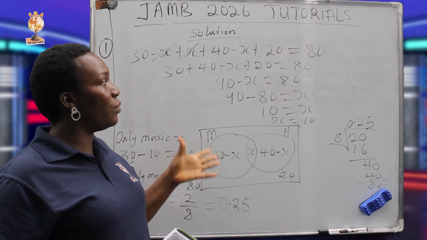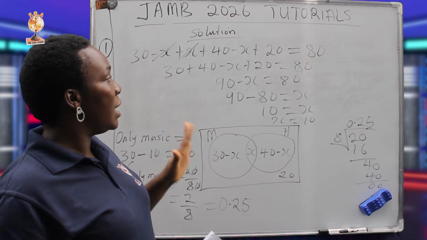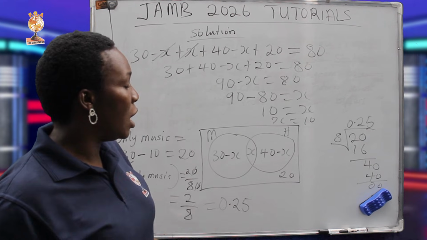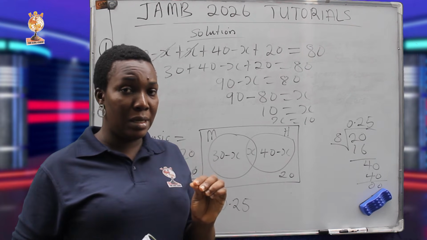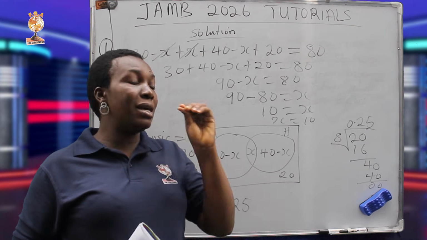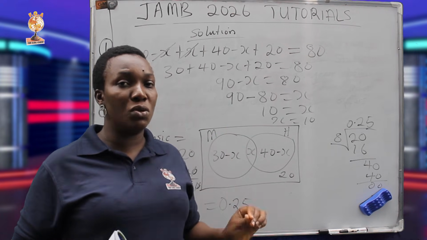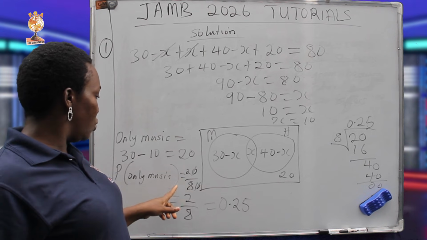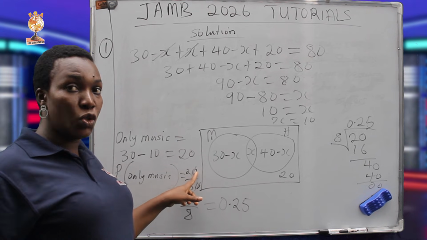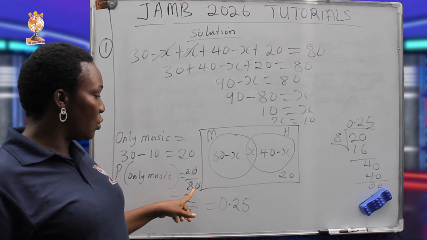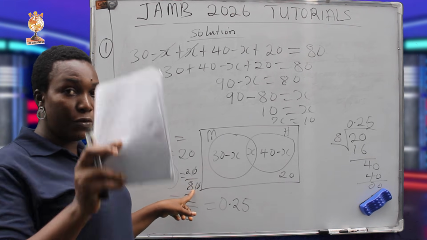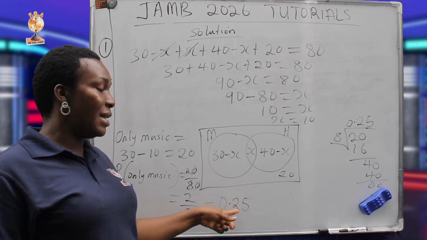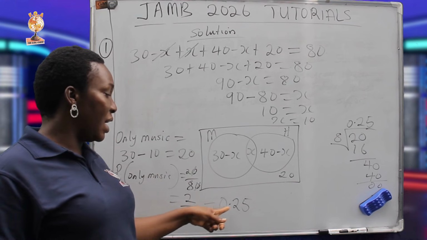If you check very well, you will see this particular question. If it comes out in exam, please know how to solve it. When we talk about probability, probability is the possible outcome over the total outcome. That is what happened here. The possible outcome is those that study only music, which is 20, and the total outcome is all the number of students in that class, which is 80. Then you divide and get your answer. That is what probability is all about.